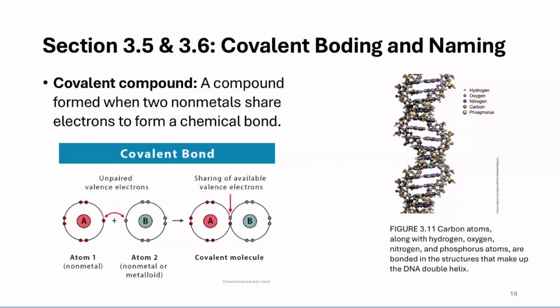We're going to see later in the semester that covalent bonding is one of the main types of bonding that we're going to see in biological systems. In the image here from figure 3.11, we can see that in biomolecules like DNA, nonmetals like carbon, hydrogen, oxygen, nitrogen, and even phosphorus come together to give life to those biomolecules.